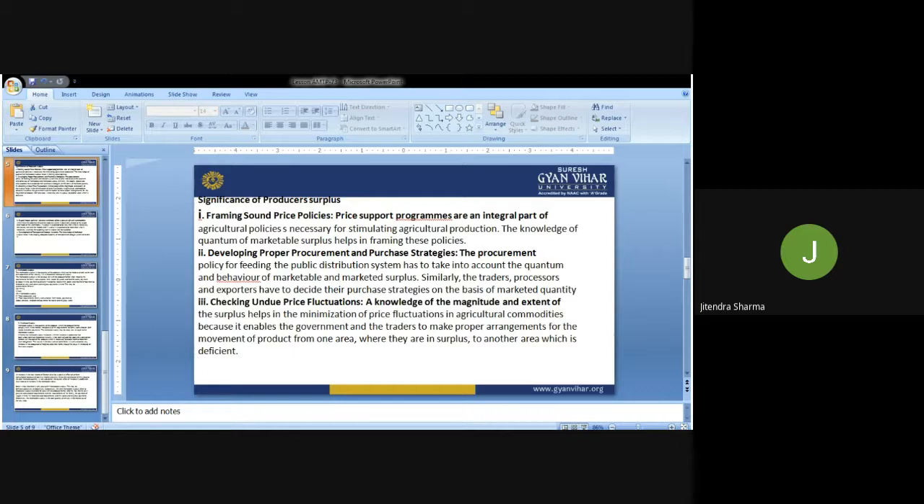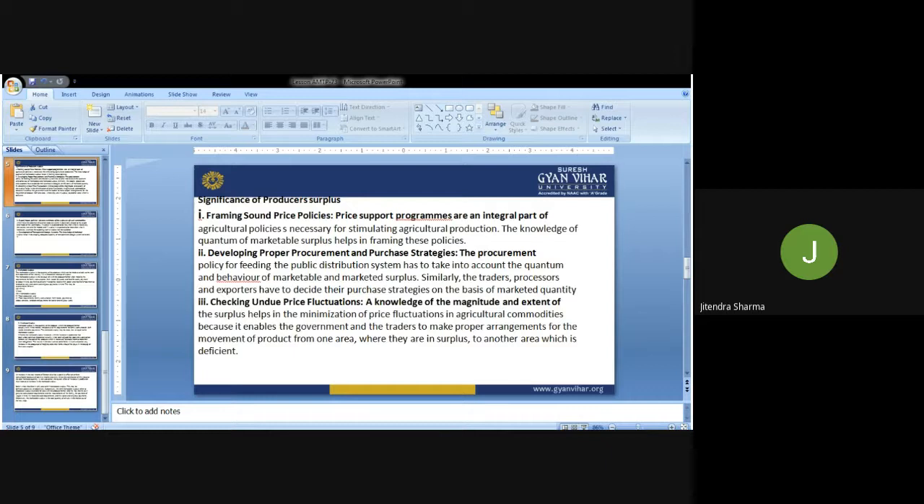So the amount of producer surplus, and then how much we can frame the next policies to incentivize that producer surplus, is also very important. In what way we are going, so that the proper procurement and purchase strategy is also decided at the producer level. Then there is checking undue price fluctuation. If we have a proper arrangement of marketing and storage facilities to procure the marketable and marketed surpluses, then we don't face such a situation.